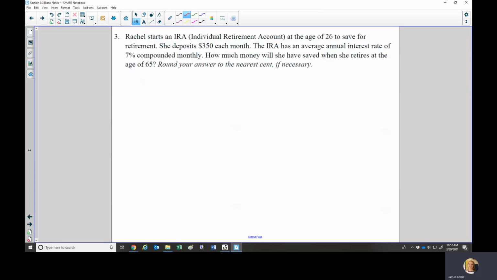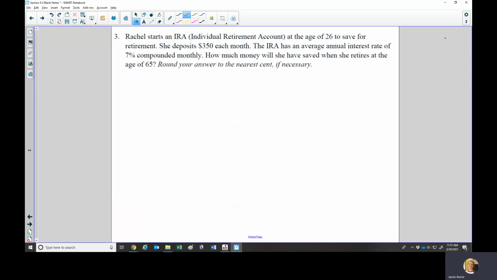All right, so Rachel starts an IRA, which is an individual retirement account, at the age of 26 to save for retirement. If you work at a job and your job has a private retirement account, then you may not need to worry about an IRA. But if you work somewhere like a hospital, most hospitals do not have private retirement accounts. So you may have to start an IRA whenever you start your job.